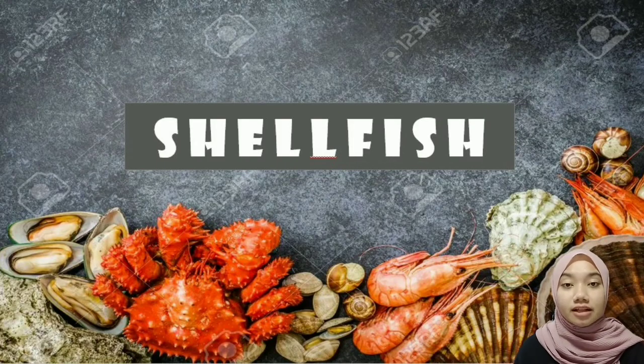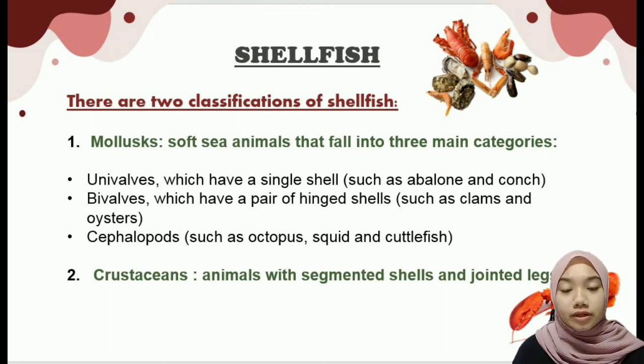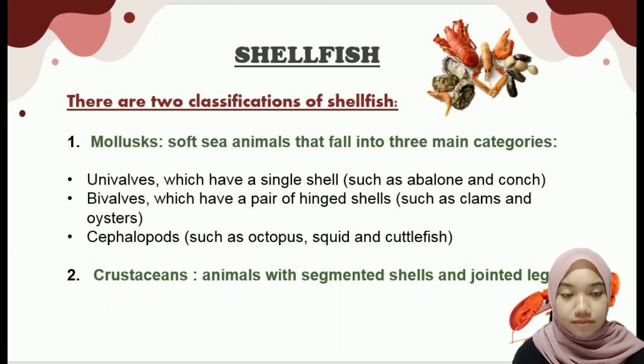Okay, the next part is shellfish. There are two classifications of shellfish. First, mollusks. Mollusks are soft sea animals that fall into 3 main categories. First is univalves, which have a single shell, such as abalone and conch. Second, bivalves, which have a pair of hinged shells, such as clams and oysters. Third, cephalopods, such as octopus, squid, and cuttlefish.